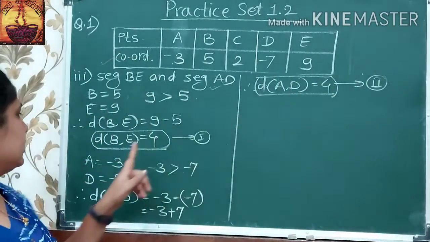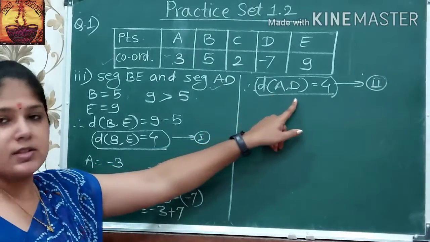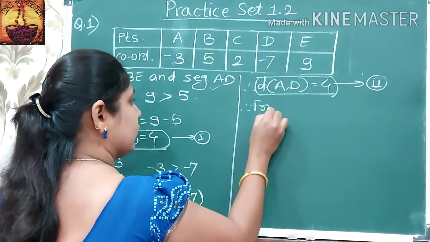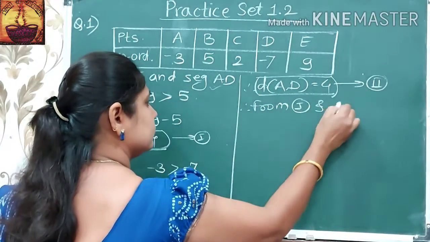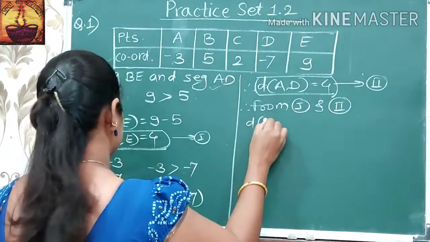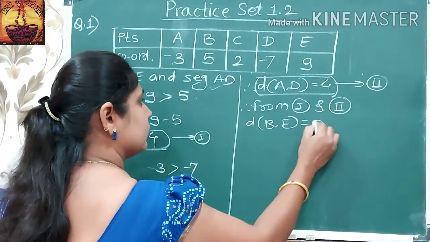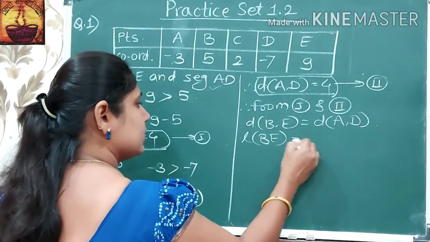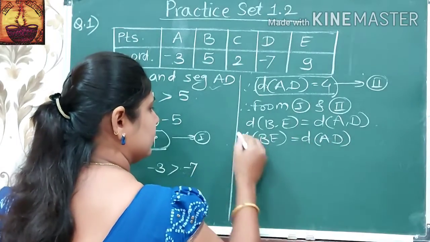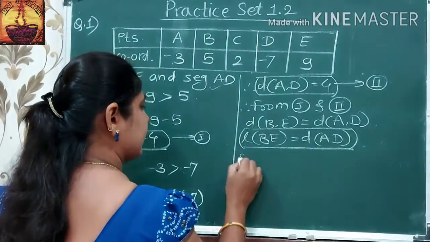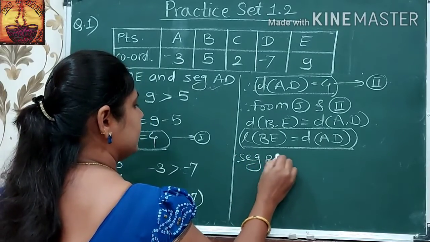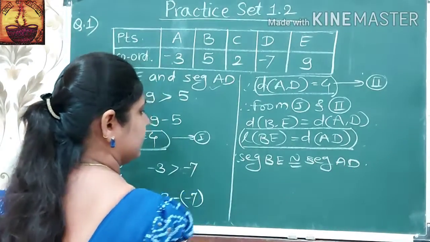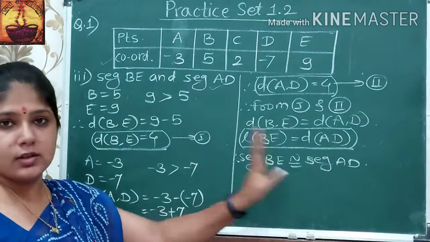From 1 and 2, distance BE is equal to 4 and distance AD is also equal to 4. Therefore, from 1 and 2, distance BE is equal to distance AD. It means that length BE is equal to length AD. Therefore, segment BE is congruent to segment AD. These two segments are congruent segments.